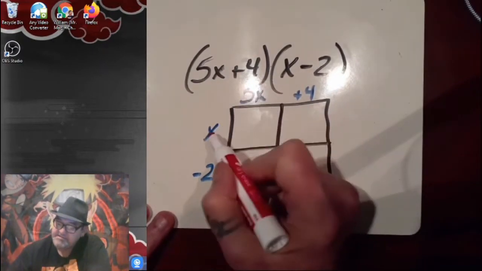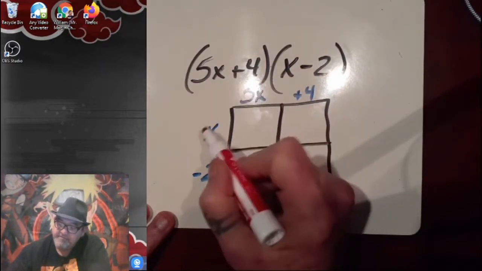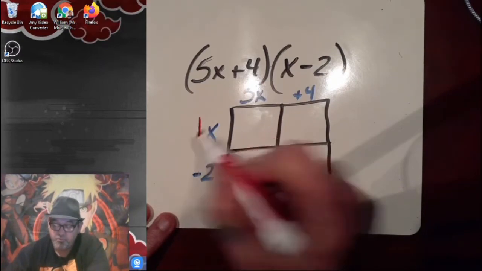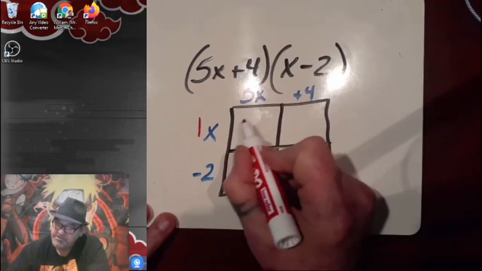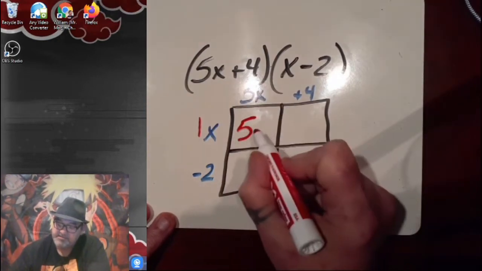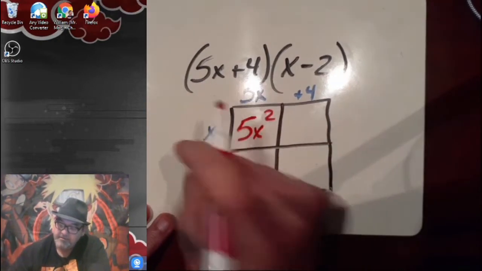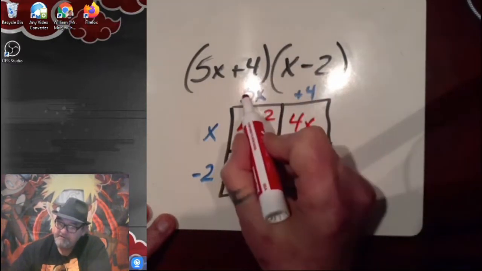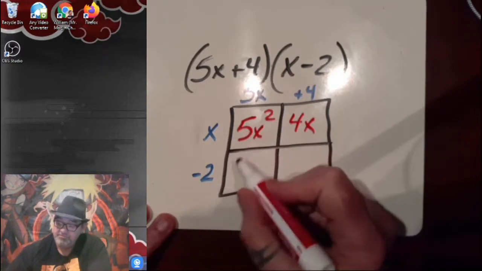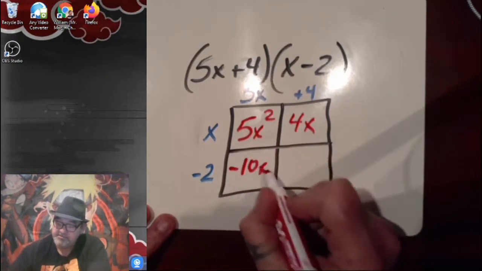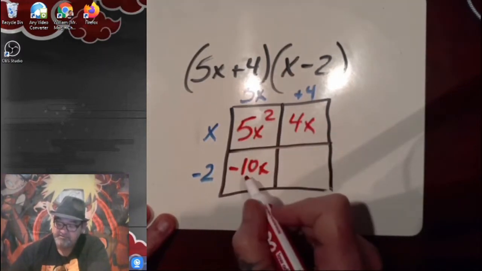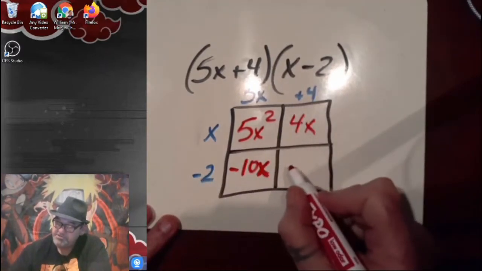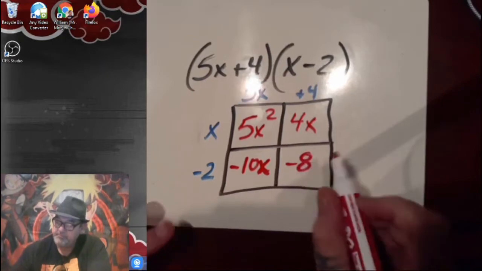So 5x times x. Well, 5 times 1, remember, if there is nothing in front of the variable, there's an understood 1 there, right? So 5 times 1 is just 5, and x times x is x squared. 4 times x is just 4x. 5x times negative 2 is negative 10x, because 5 times negative 2 is negative 10, and x just stays x. And then negative 2 times 4 is just negative 8, regular numbers.